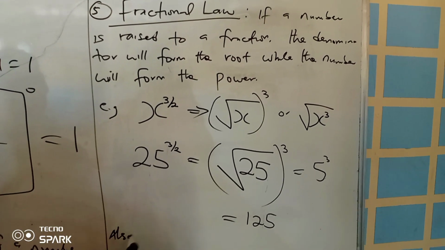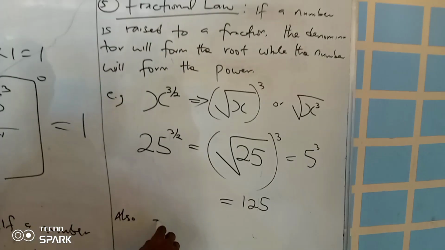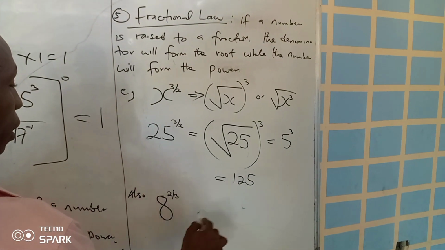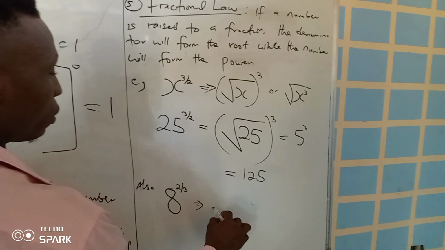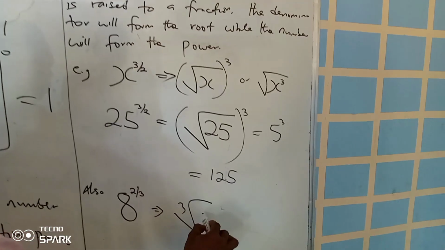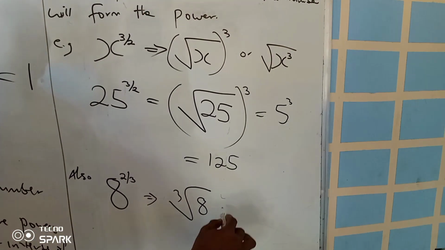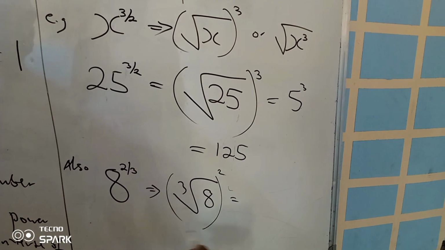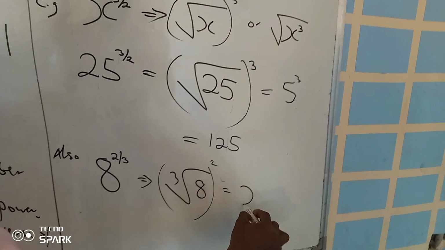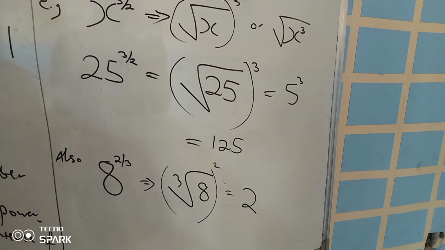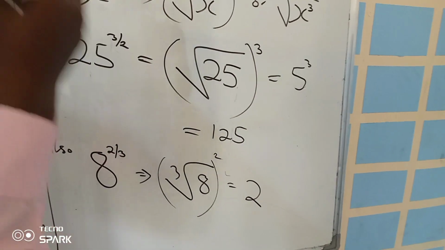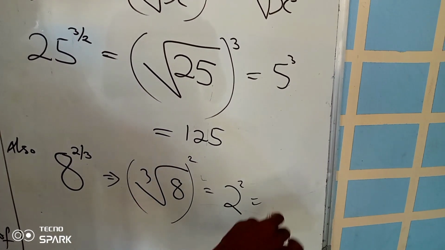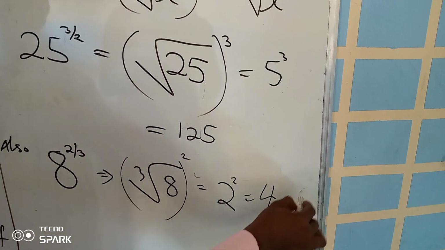Also, if you have 8 raised to the power 2 over 3, that should give us the cube root of 8, okay, raised to the power of 2. Now the cube root of 8 is 2, because 2 times 2 times 2 gives us 8. So raised to the power of this 2 we have here, 2 to the power 2 is actually 4.